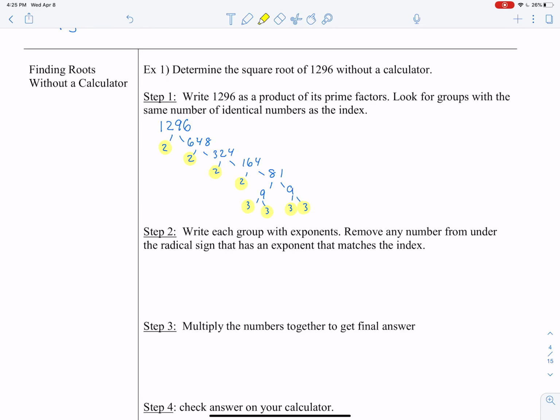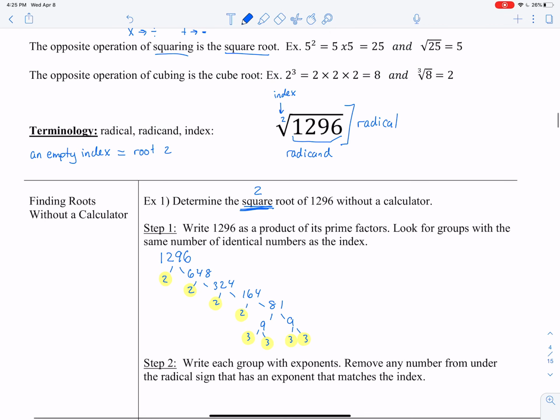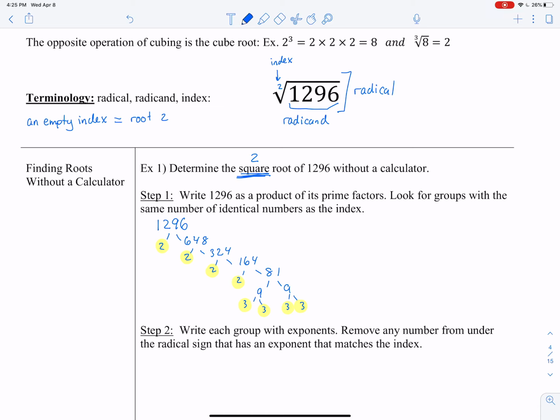Okay, so now I'm going to look for groups of numbers that are identical to the index. So remember, this says square root. That means that my index is 2. I'm doing the square root, so the little number here, my index with a square root, is 2, root 2. So I'm looking for groupings of 2 identical numbers. I'm going to circle those. So I have 2 identical numbers here, 2 identical numbers here, 2 identical numbers, 2 identical numbers.